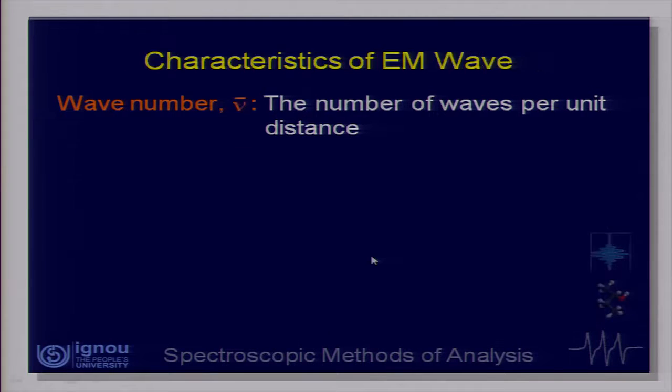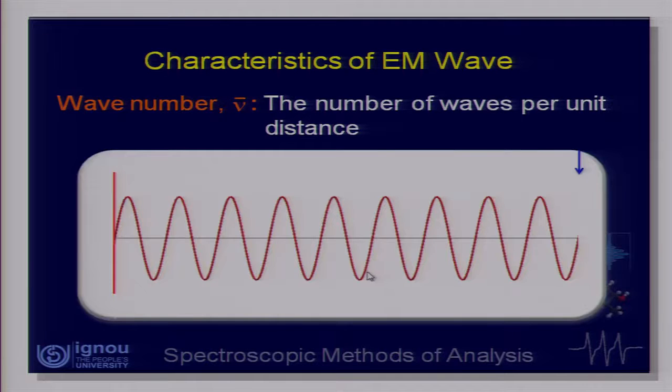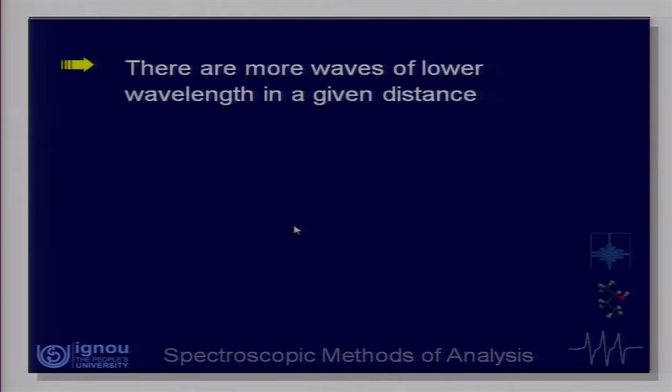As against that, if I take a different wave of a shorter wavelength, we find that for the same initial and same final distance there are 1, 2, 3, 4, 5, 6, 7, 8, about 9 waves. Since the number of waves is more, the wave number is a larger number here, and we find that there is a relationship between the wavelength and wave number. So what is the relationship there?